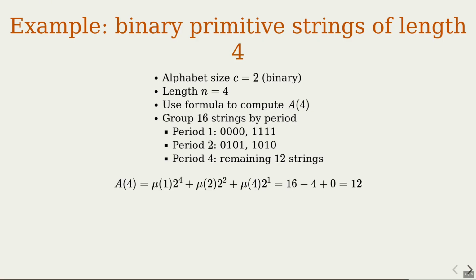In the formula, mu of 1 is 1, mu of 2 is minus 1, and mu of 4 is 0, so the total becomes 16 minus 4 plus 0, which equals 12. So there are 12 genuinely new binary patterns of length 4, and the other 4 strings come from repeating shorter blocks.